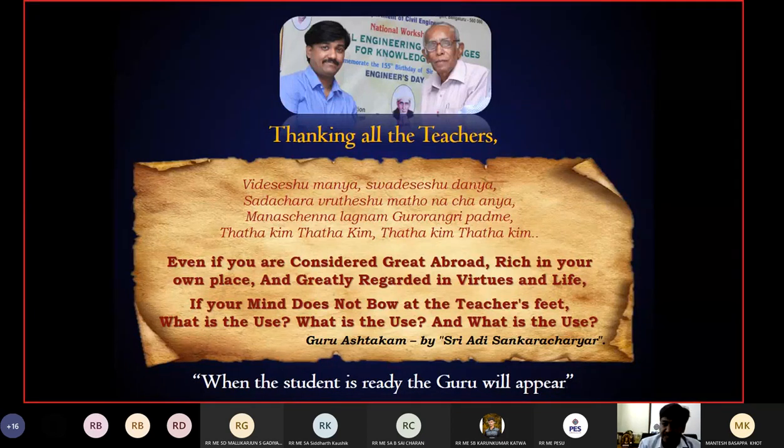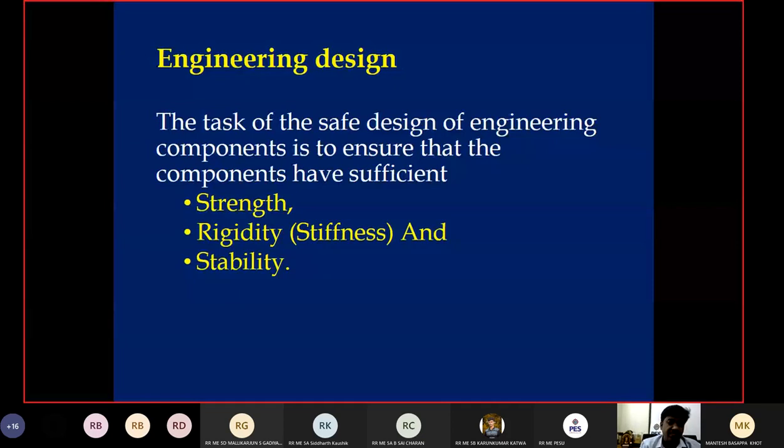So let's start with today's lecture, just to increase my fluidity to talk because of the unpreparedness. I've included a few of the basic things that need to be learned from the engineering point of view. As you all know, the task of the safe design of engineering components, or members, as well as the overall system, is to ensure that the components have sufficient strength, rigidity, that is stiffness, and stability. These are the three main pillars of any safe design.